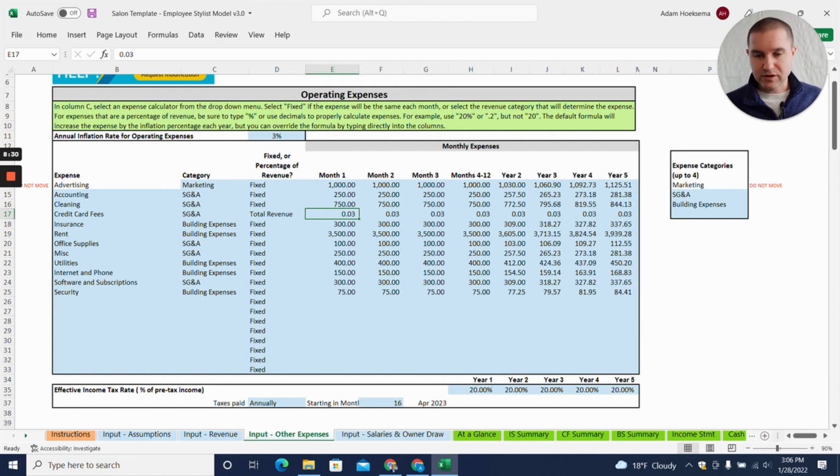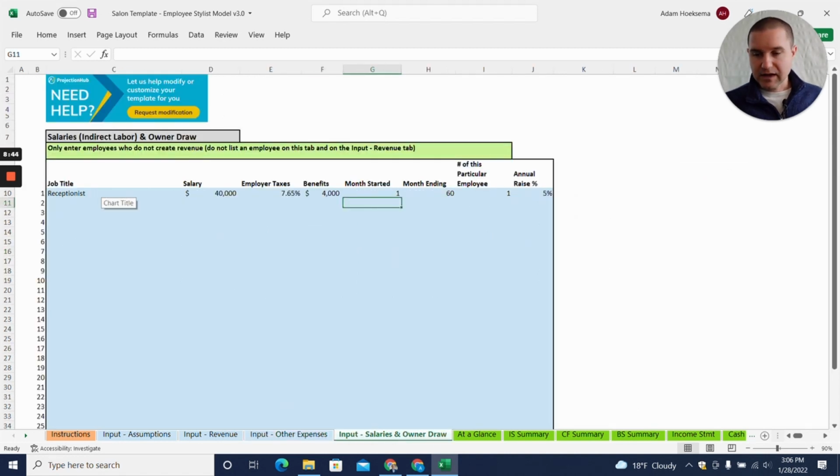You're also going to have your monthly insurance cost, as well as your monthly rent. And again, these are all going to vary based on your own situation. So you're going to want to put in your own assumptions as you do your research. And then we can put in any salaried position. So these would be non-stylist positions. So if you have a receptionist, and maybe the receptionist isn't starting until it's warranted, maybe in month 25, that could be an example too.